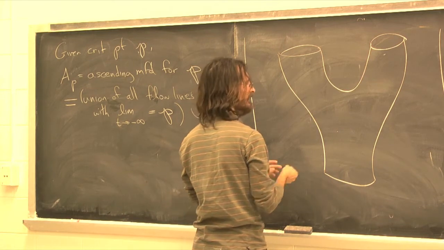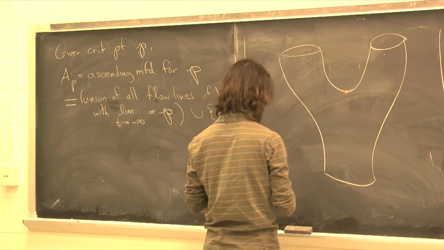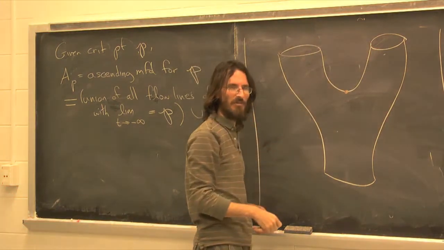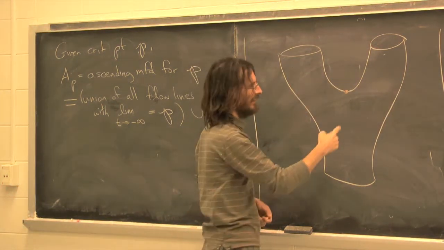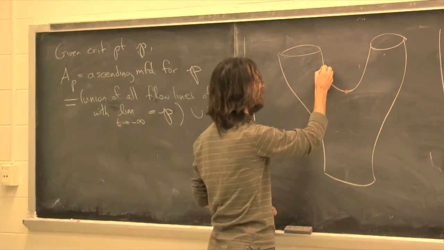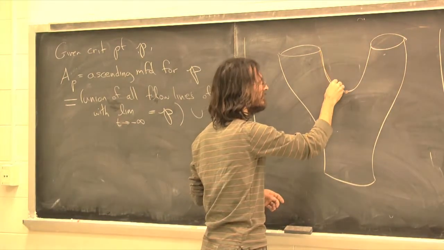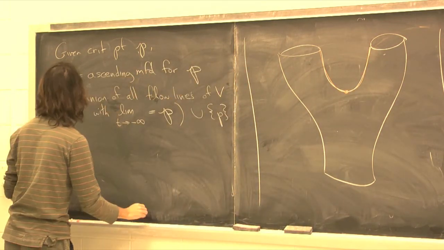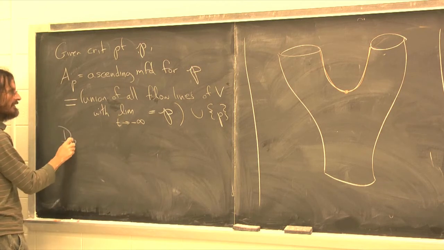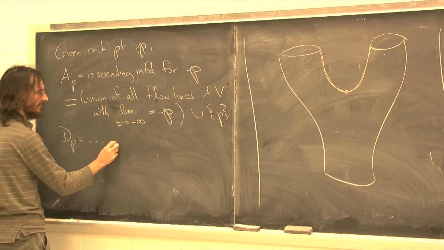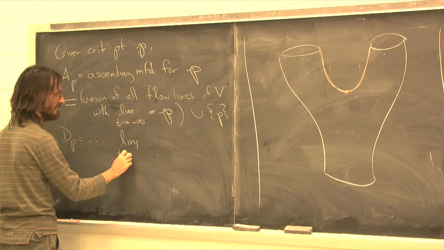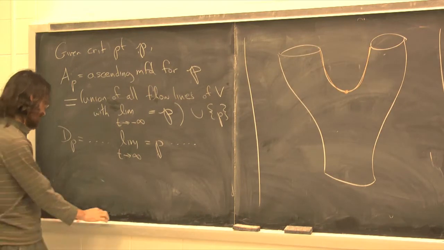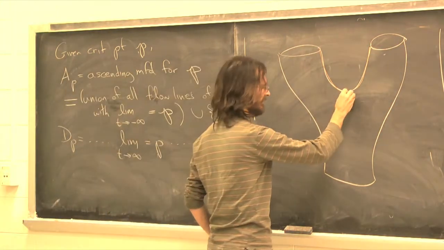Critical point. Right. And it's all those points which, when you flow backwards in time, you take all flow lines with the property that when you flow backwards in time, you get to this point. So that would be this. And the descending manifold is the same thing, but all those points which when you flow forwards in time get to P. Okay, so that would be this.